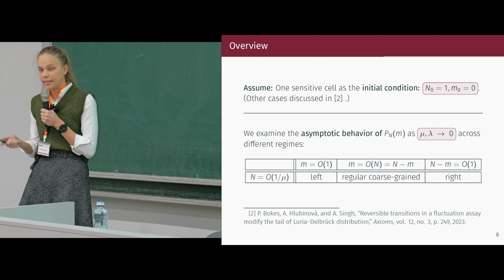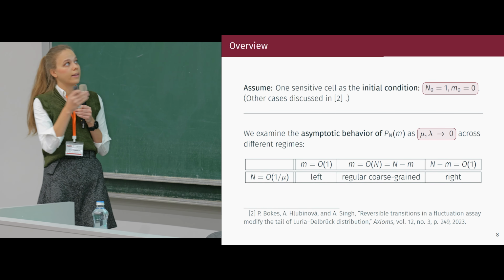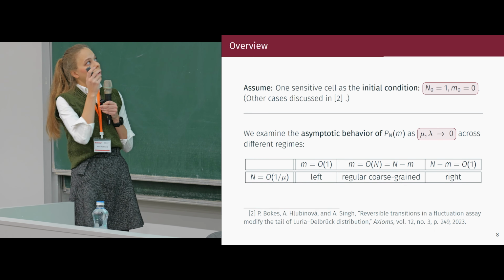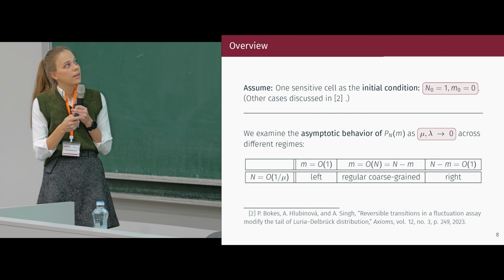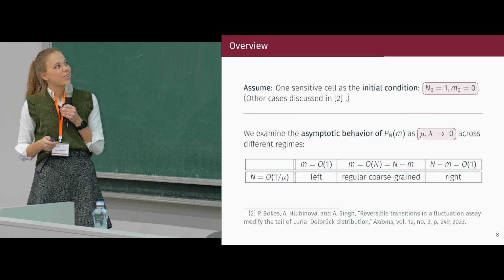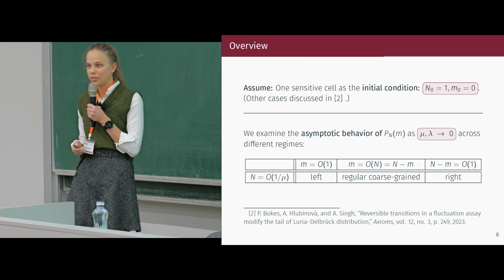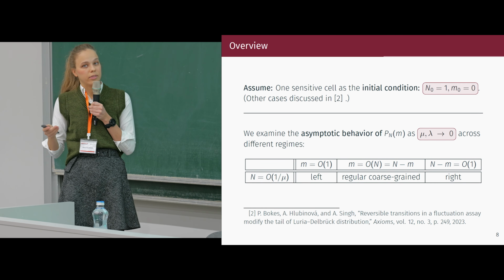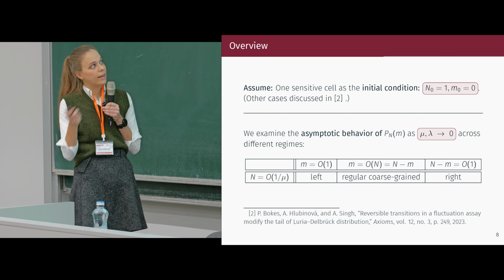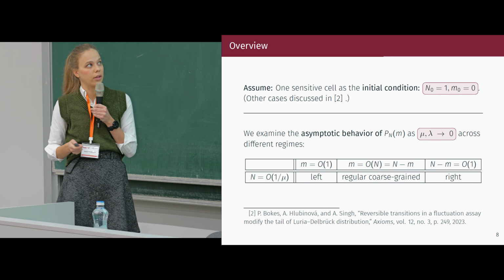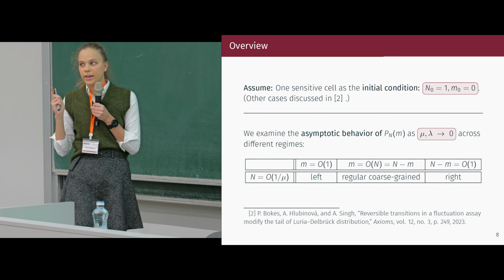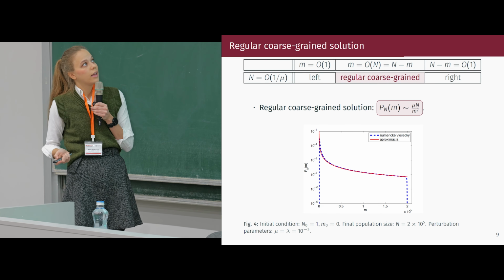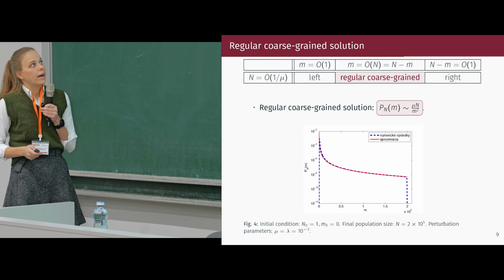The results are that when the perturbation parameters lambda and mu are small, there are basically three regions. On the left boundary, we have a left boundary solution when the number of resistant cells is small. On the right, the number of resistant cells is large, and in between them there is the so-called regular coarse-grained solution, which is in fact the simplest, so I will start with this. We derived the formula as follows.